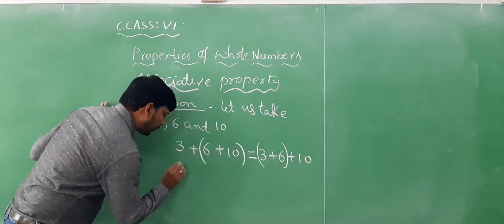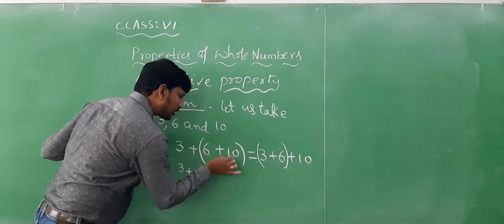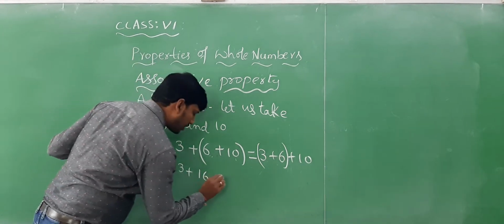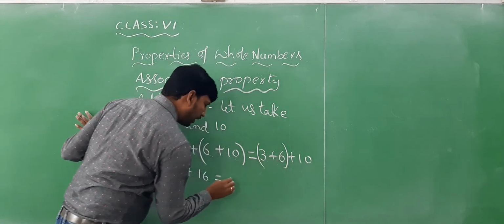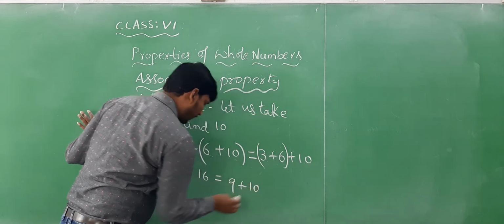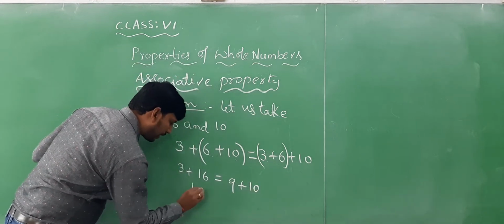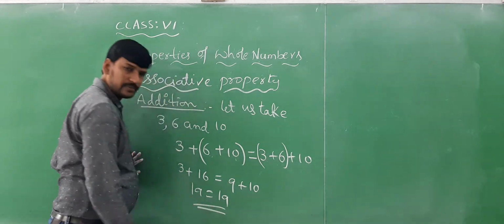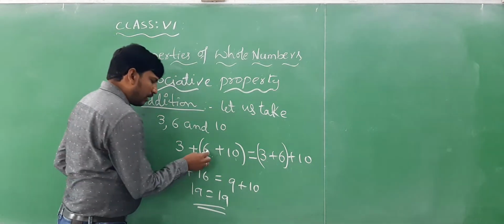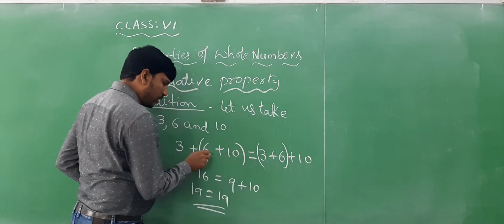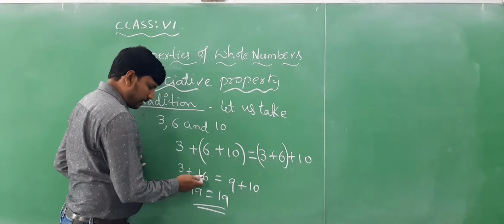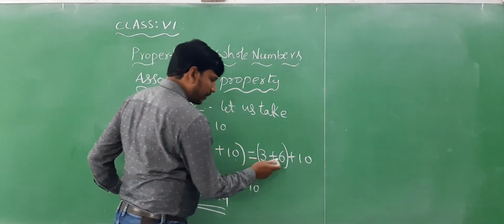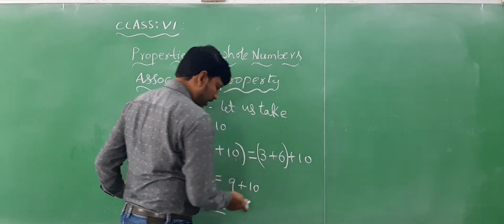Now, 3 plus, what is the bracket part here? 6 plus 10. We know that 6 plus 10 is 16, which is equal to, now here, 3 plus 6 is 9, plus 10. So 3 plus 16 is 19 and 9 plus 10 is also 19. So we got the same answer. Either first we add these two values, whatever result we got plus again the leftover value, we got 19. Here 3 plus 6 is 9, 9 plus 10 is also 19.